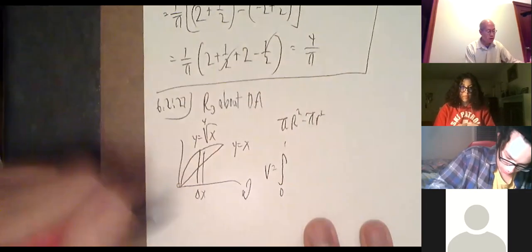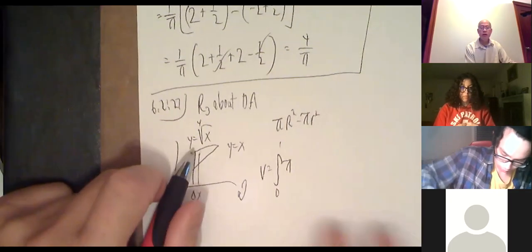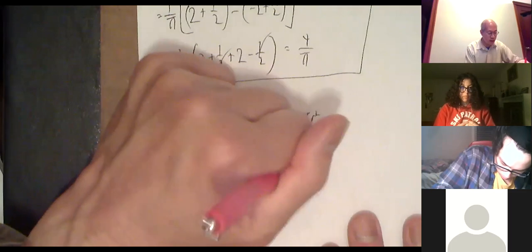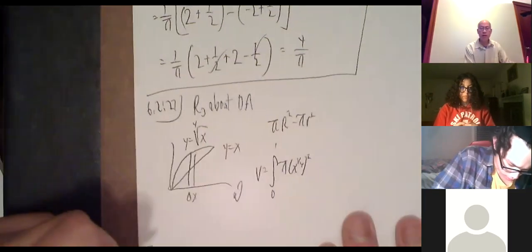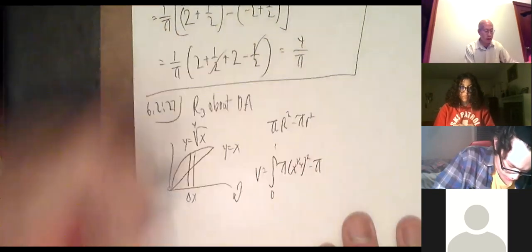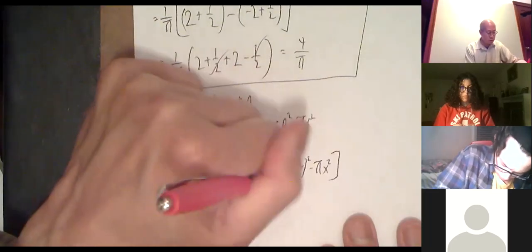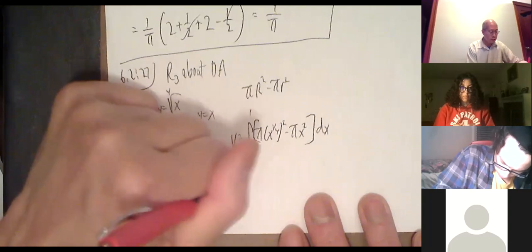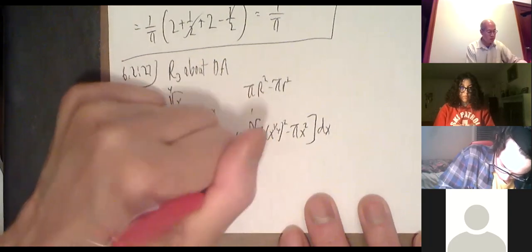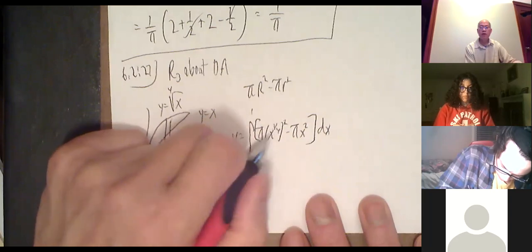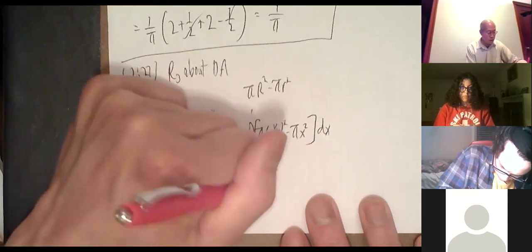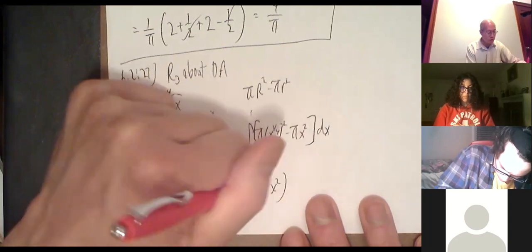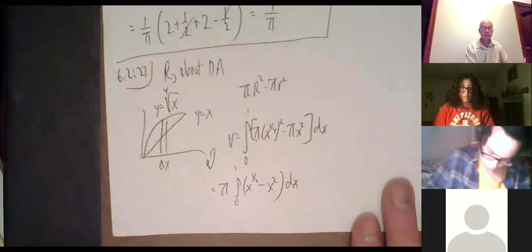Okay, so the volume is the integral from 0 to 1 of pi times the bigger radius, which is the 4th root of x, which we're going to write as x to the 1/4, squared, minus pi times the lower function, which is x squared, dx. Take out the pi. X to the 1/4 squared is x to the 1/2. So x to the 1/2 minus x squared dx.